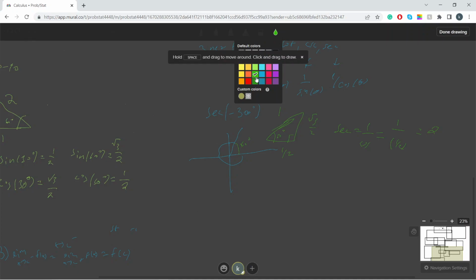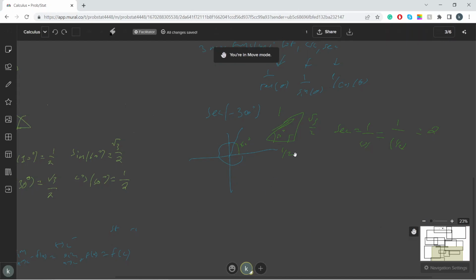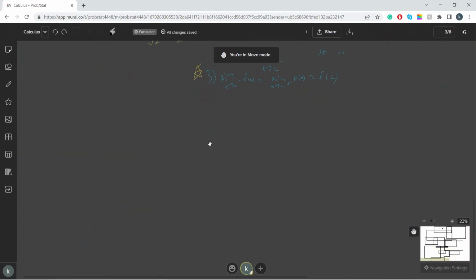Now, I was mentioning earlier the idea of degrees to radians. Let me make that into a separate section. So this is going to be the degrees to radians section.